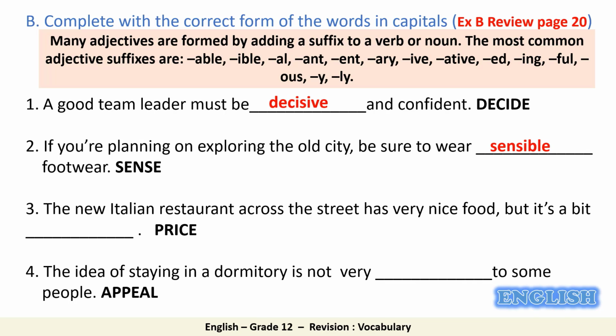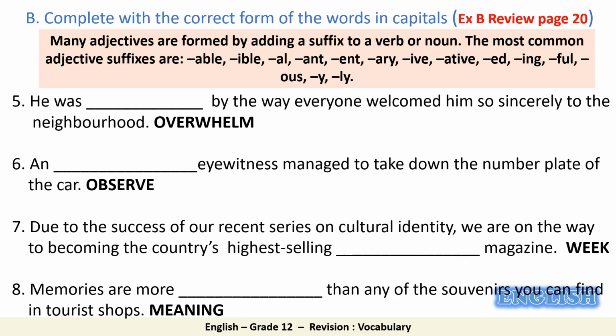Excellent. Number 3. The new Italian restaurant across the street has very nice food, but it's a bit pricey. The adjective from the word price is pricey, which means expensive. Next, the idea of staying in a dormitory is not very appealing to some people. This idea is not attracting to some people or is not appealing. Very good. Number 5. He was overwhelmed. By the way, everyone welcomed him so sincerely to the neighborhood. So the answer is overwhelmed. Excellent.